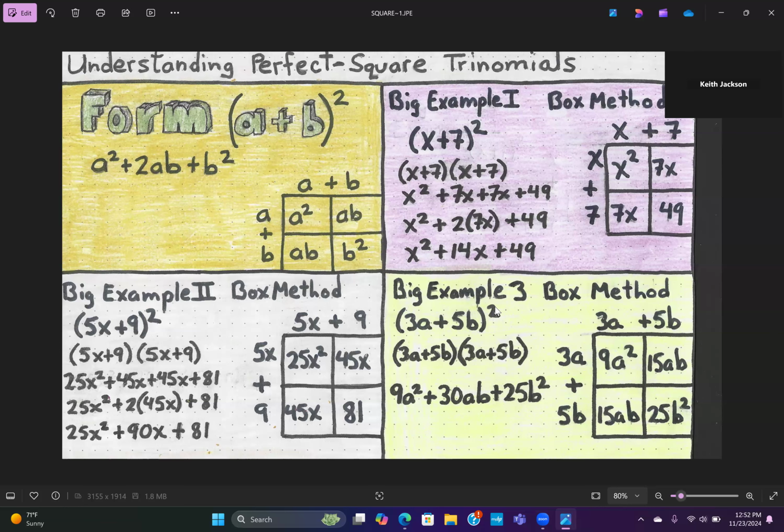I've given quite a bit of information, and I wouldn't blame you if you need to pause the video to take a look at all these examples or replay this video as many times as you need to gain a deeper understanding of the perfect square trinomial.